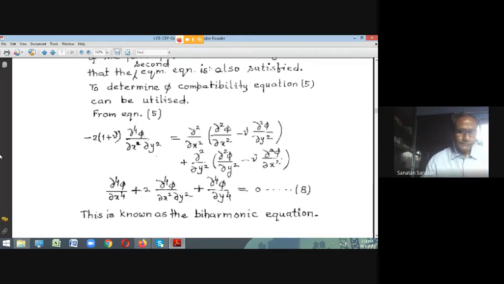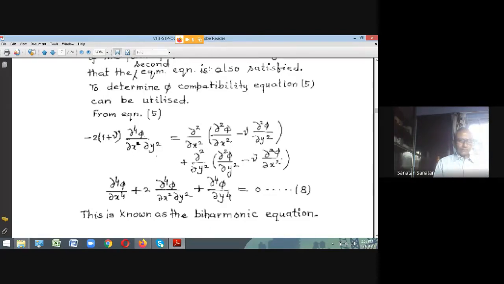So in this compatibility equation, if we write the values of all the stresses in terms of phi, then we get this equation. And this is the equation we have to solve if we have to determine phi.